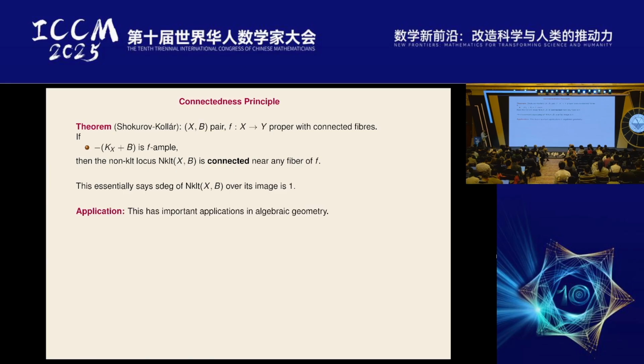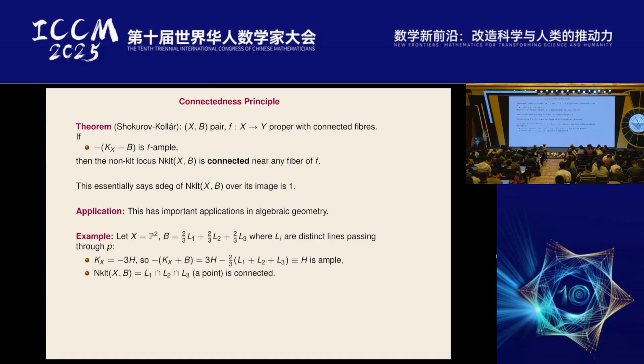So this essentially says that if you take the non-Klt locus of this pair, then over the base, the Stein degree is 1. Of course, you can have many different components, so you need to be a little bit careful here. These are not just varieties. They have several different components. But this essentially just says the Stein degree in this setting is exactly 1. Okay, so as I say, this has many interesting applications, but I'm going to skip talking about the applications.